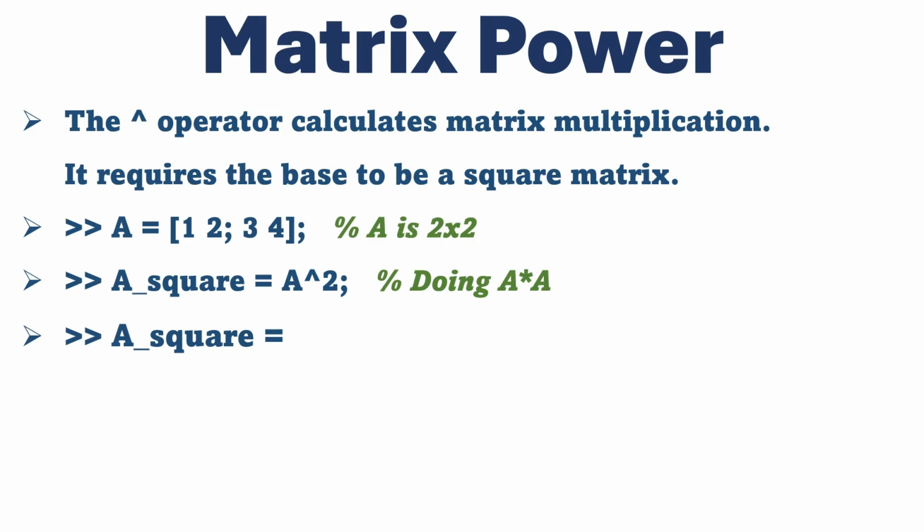It's not element-wise multiplication, it's matrix multiplication. And here we will get the result. So either you can use the square with the power operator, or you can just multiply the two matrices, that is A into A. The result will be the same.